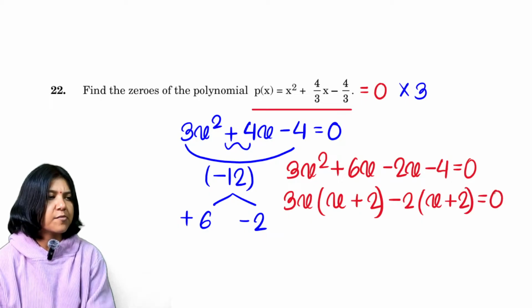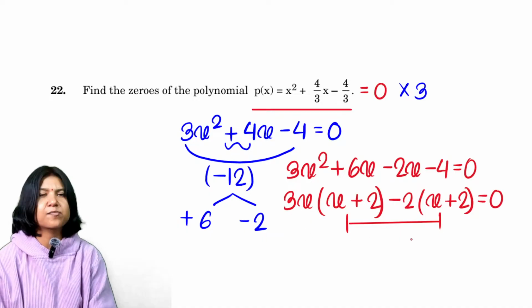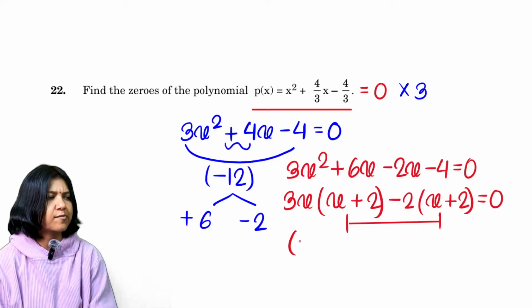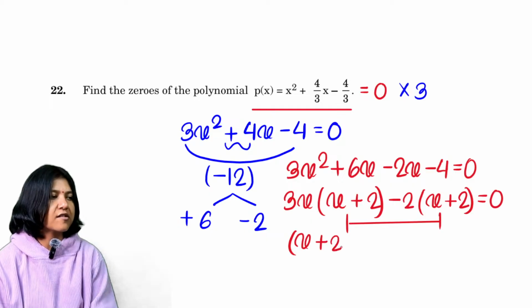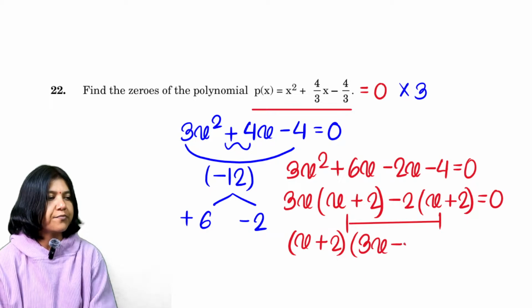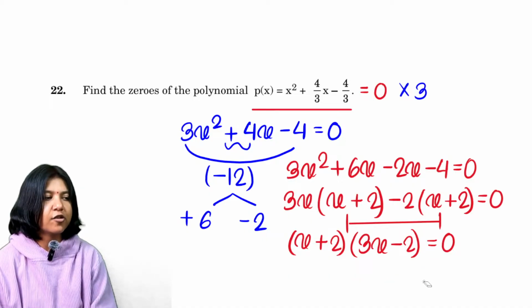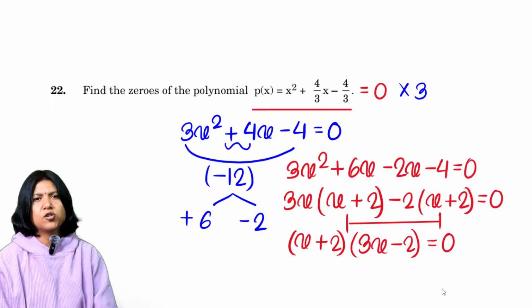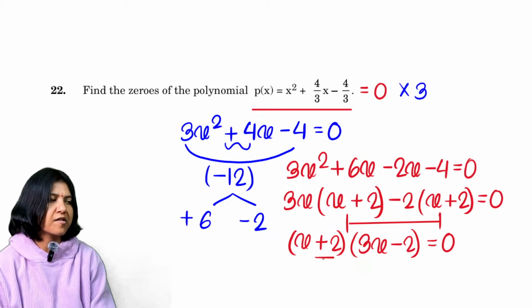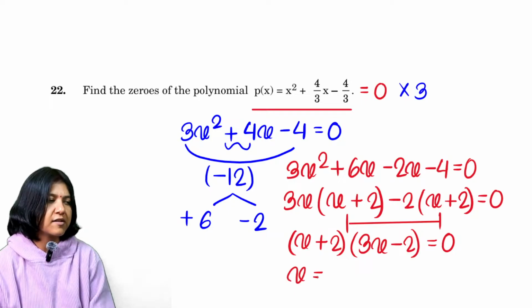So our purpose is to get this bracket exactly the same. Once I have it, I have two expressions having something in common, which is x plus 2. So x plus 2 is one common factor and the other one is 3x minus 2, thereby giving me the value of x. Either this bracket is 0 or the second bracket could be 0. To make it 0, you can just think about the opposite value you got here. So x plus 2 is equal to 0 gives me x equal to minus 2. Just write the opposite value.